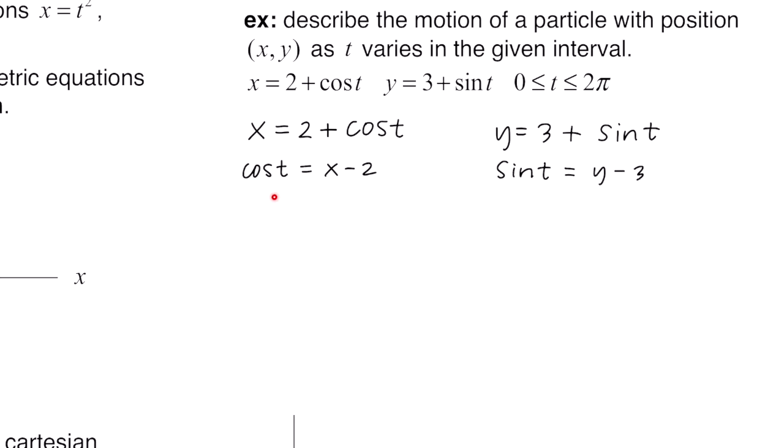Next, we're going to square both sides of the equations. And then I'm going to rewrite this as cosine squared of t. And I'm going to leave this as quantity squared. I'm going to do the same thing over here. I'm going to rewrite this as sine squared of t. And then leave this as quantity squared.